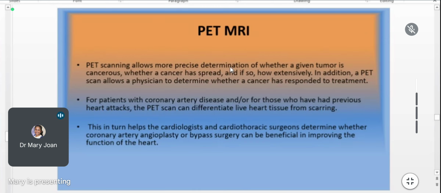And PET MRI, PET scanning allows more precise determination of whether a given tumor is cancerous, whether a cancer has spread, and if so, how extensively. In addition, a PET scan allows the physician to determine whether a cancer has responded to treatment. So PET is kind of completely functional information.